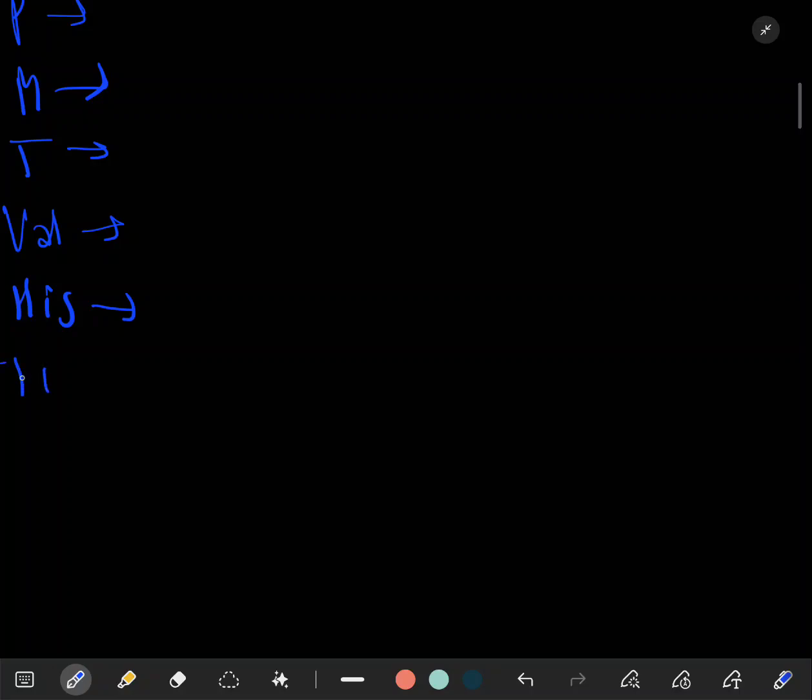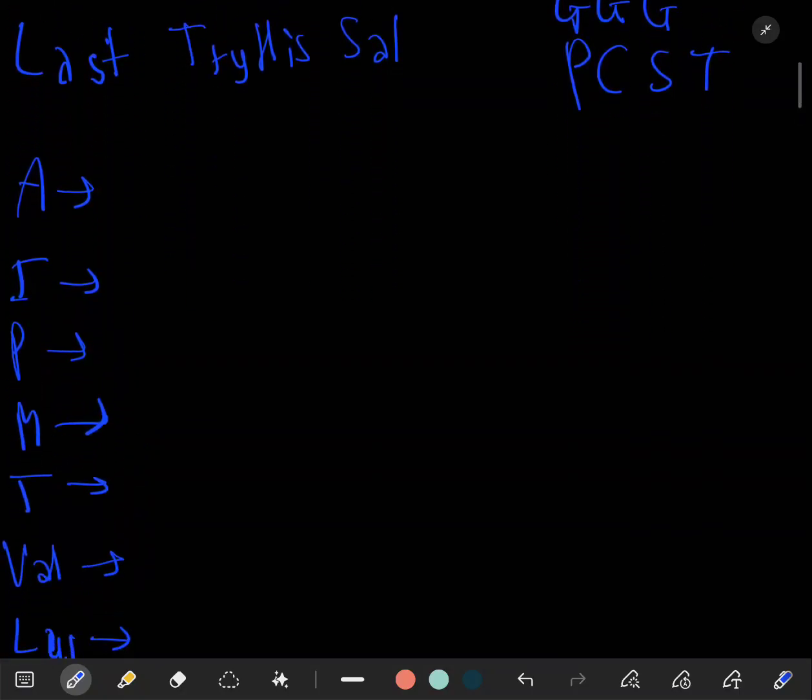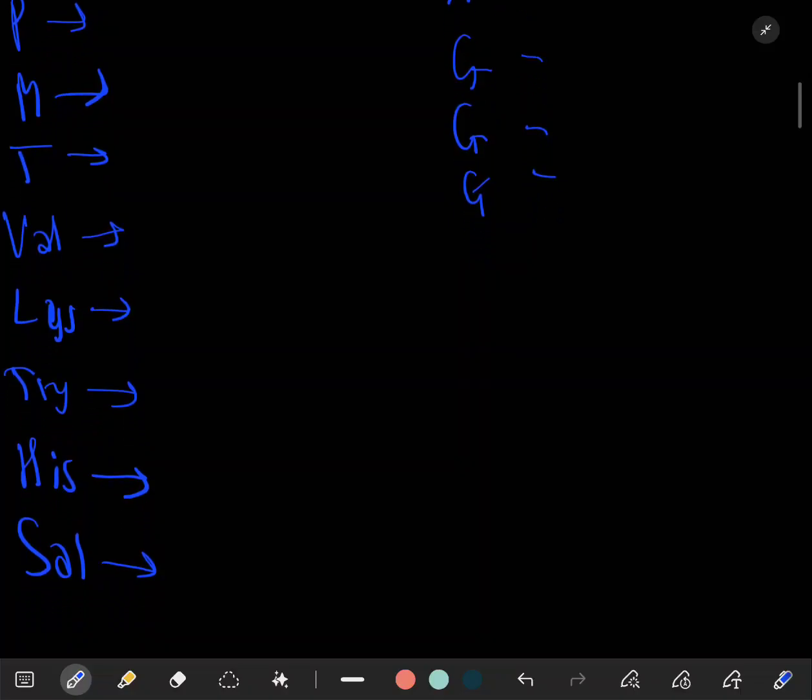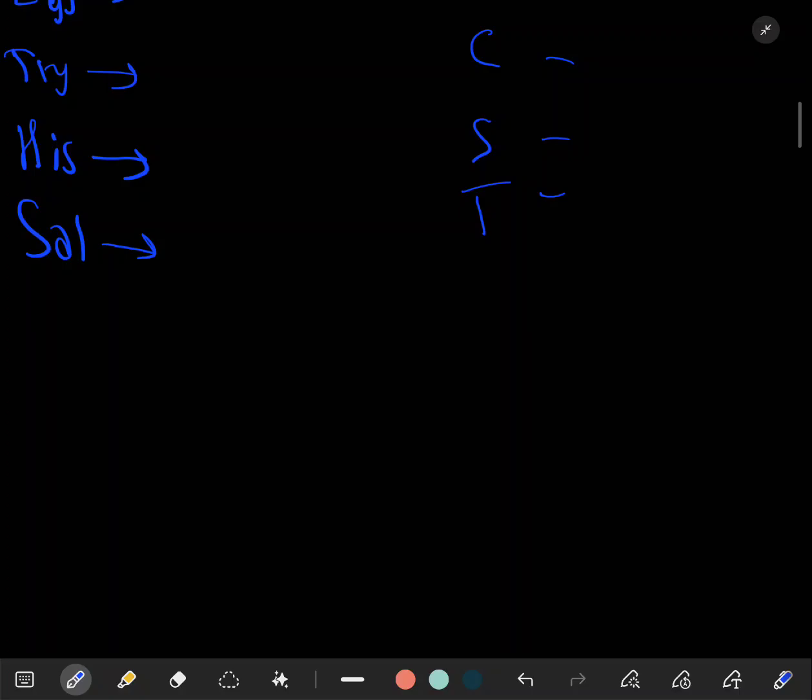AIPMT, val, his, वालों का लास्ट ट्राई है इस साल. सो ये हो गए हमारे अमीनो एसिड. नॉन अमीनो में आ गए ट्रिपल ए, ट्रिपल जी, PCST. So we are gonna start filling.